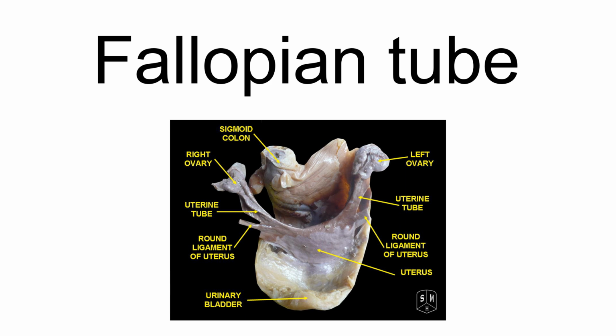In other animals, the equivalent of a fallopian tube is an oviduct. The name comes from the Catholic priest and anatomist Gabriele Falloppio, for whom other anatomical structures are also named.